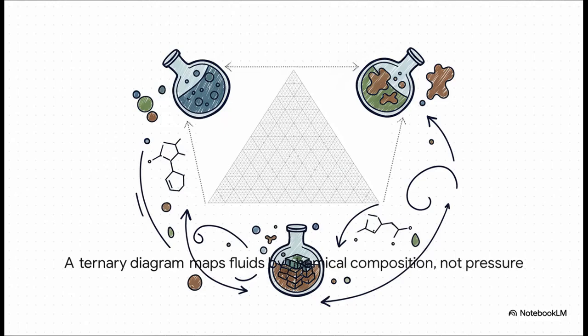And you know, the PT diagram isn't the only map in the engineer's toolbox. This right here is a ternary diagram. Instead of charting pressure and temperature, it maps fluids based on their chemical makeup, the mix of light, medium, and heavy molecules. It's just another layer of this secret language, reminding us that what the fluid is made of fundamentally determines how it's going to behave.